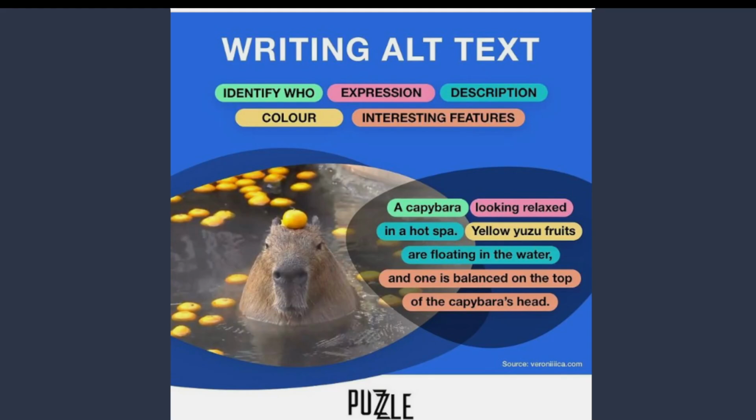Here's another way to look at it. Start with identifying who, their expression, a description of them, colors in the image, and finally, any interesting features. So for this example, we have a capybara, the who, looking relaxed, their expression, in a hot spa, a description of what they're doing. Yellow yuzu fruits, the pop of color in the piece, are floating in the water, a description of what these fruits are doing, and one is balanced on top of the capybara's head, finishing off with an interesting feature.